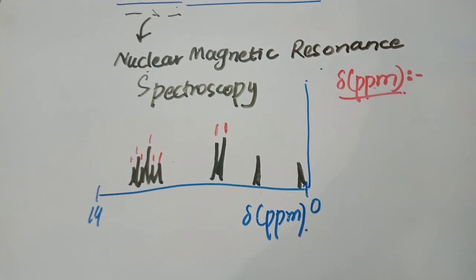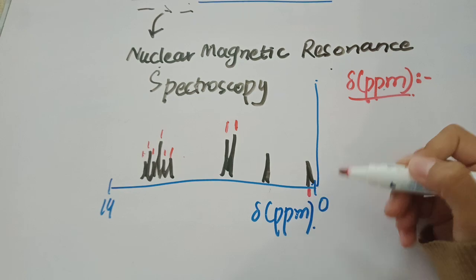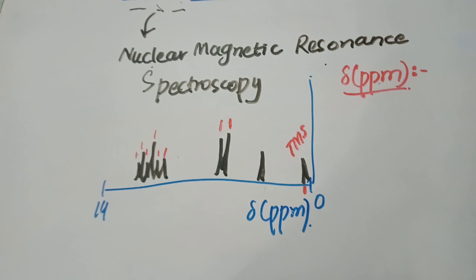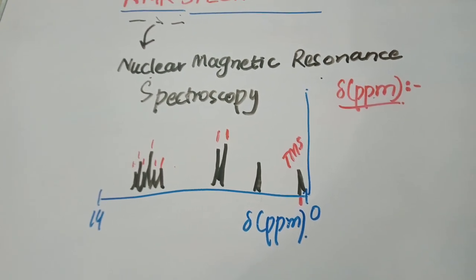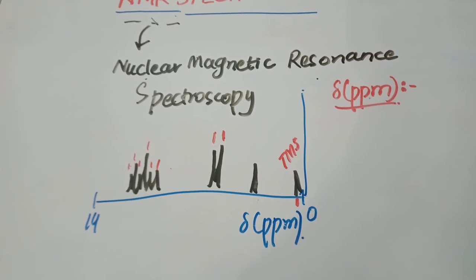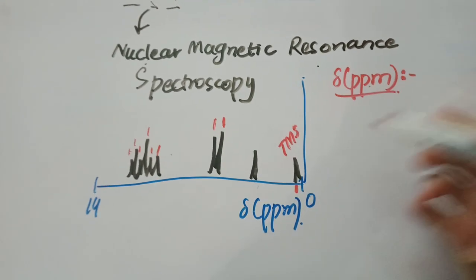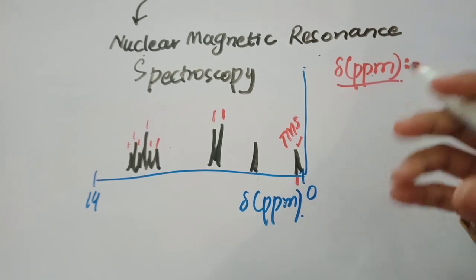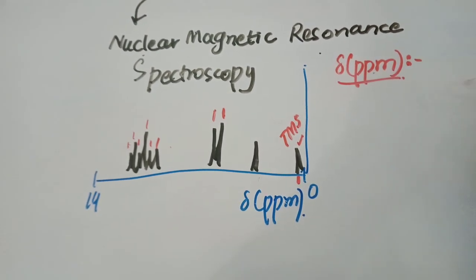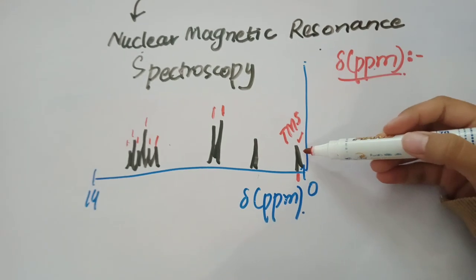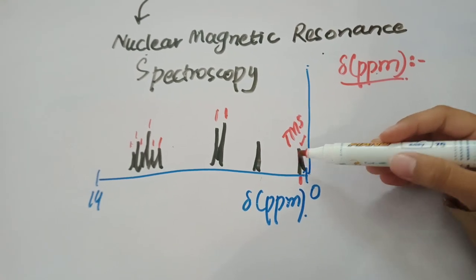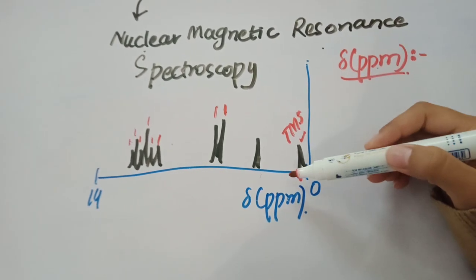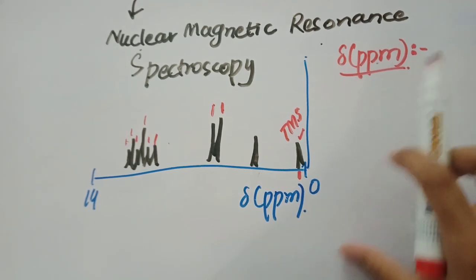So the first peak, which is at 0 ppm, is the value of TMS. TMS is tetramethylsilane. It is the starting material whose peak you are seeing here. It is of no use in our spectra, in our whole calculations. It will be present here, and you have to do nothing regarding this. So this peak at 0 ppm is none of your concern.